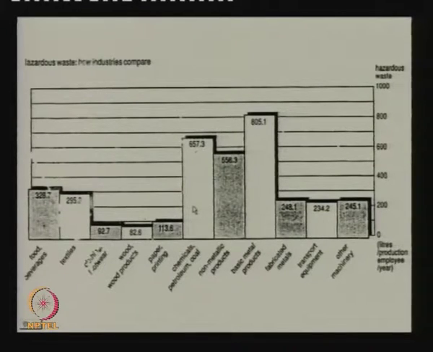Now, the important thing to remember is, if you talk about production of hazardous waste in various industries, industries connected with metal production or metallic products generate the highest amount of hazardous waste as compared to other industries like food and beverages, textiles or wooden products, paper, transport, other machinery. So, the metal industries have to take special precautions.